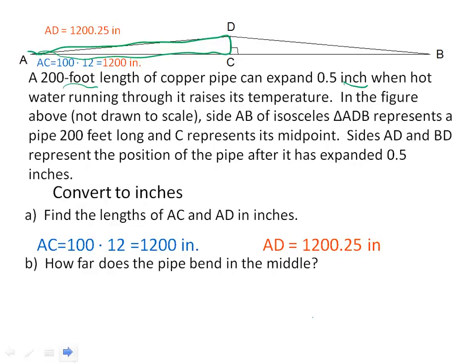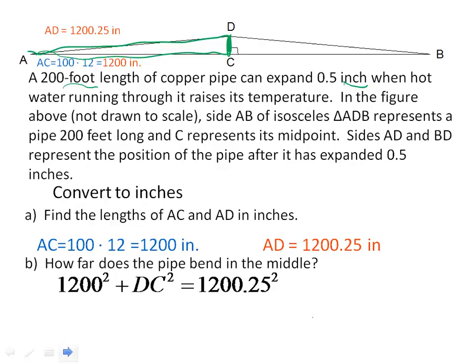Alright, so now you can see that I know two of the sides of this right triangle. One of them is the hypotenuse, and I'm trying to find this leg right here, that short leg. So I can use the Pythagorean theorem again. 1200 squared plus DC squared equals 1,200.25 squared. See how the setup works. The hypotenuse is AD, and that has to go on the right side of the equals by itself, and the other two legs are here. If you set it up like this, you are bound to get it correct.